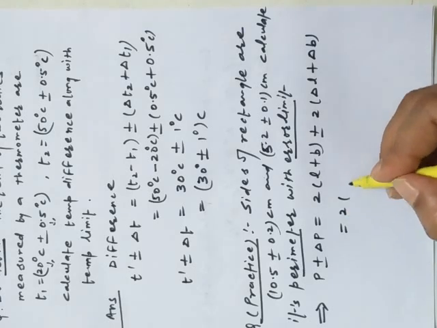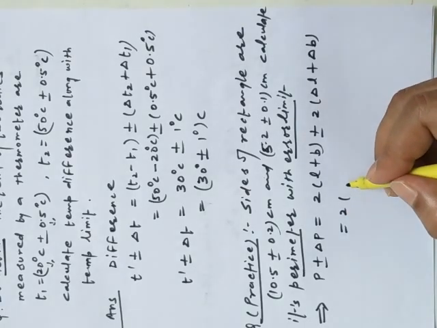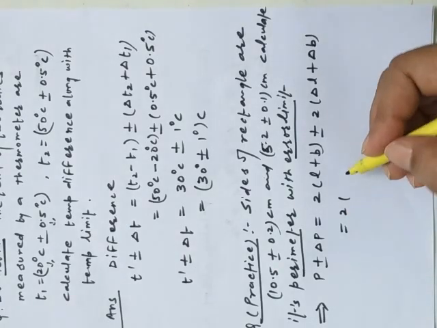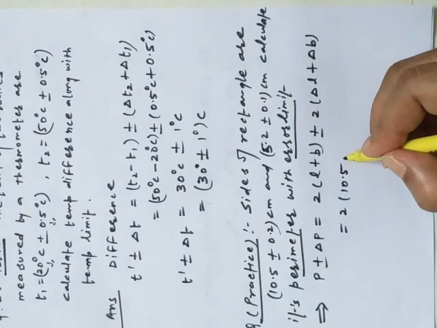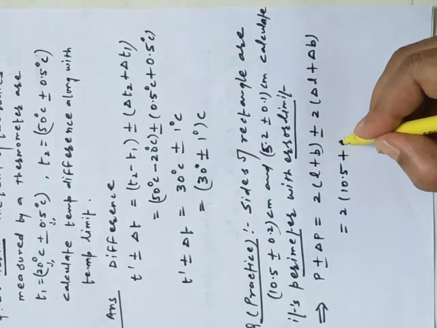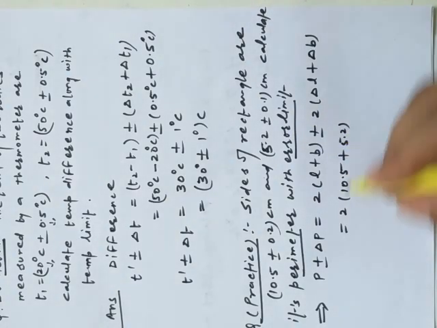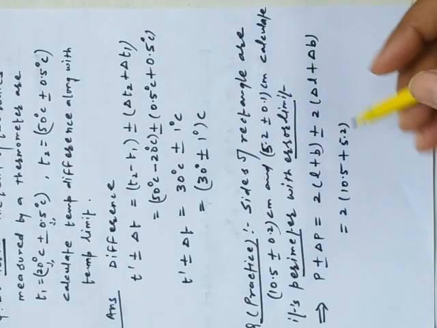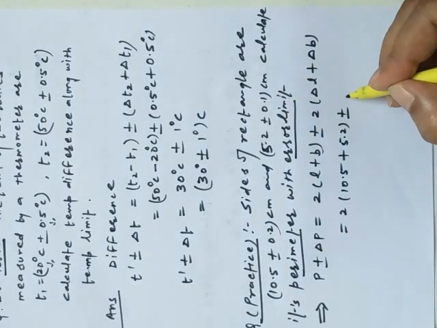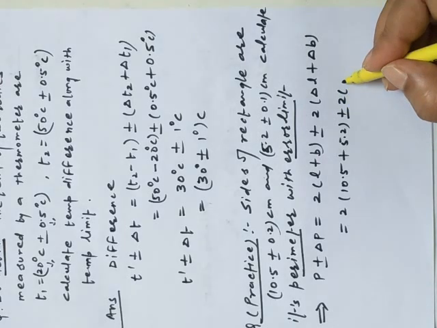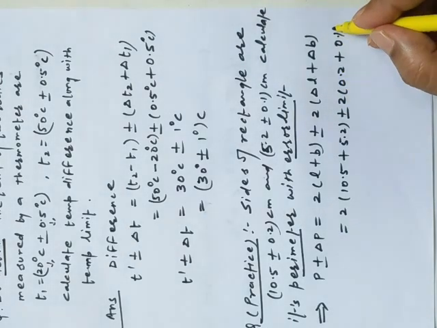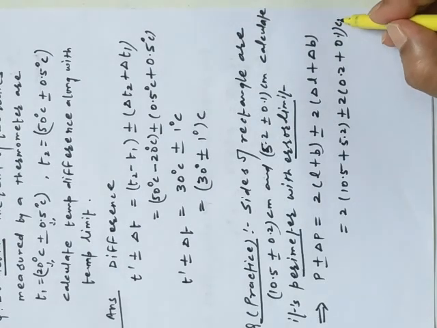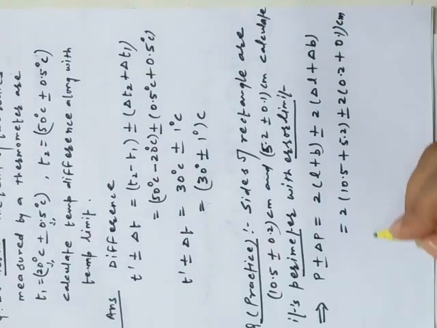Now we have to substitute the values of L and B given in the question. These are the given values: 10.5 plus 5.2, and the unit is the same, so we don't have any problem, plus minus 2 times delta L, that is 0.2, plus 0.1. All are in centimeters, so we don't have any problem in the unit system.